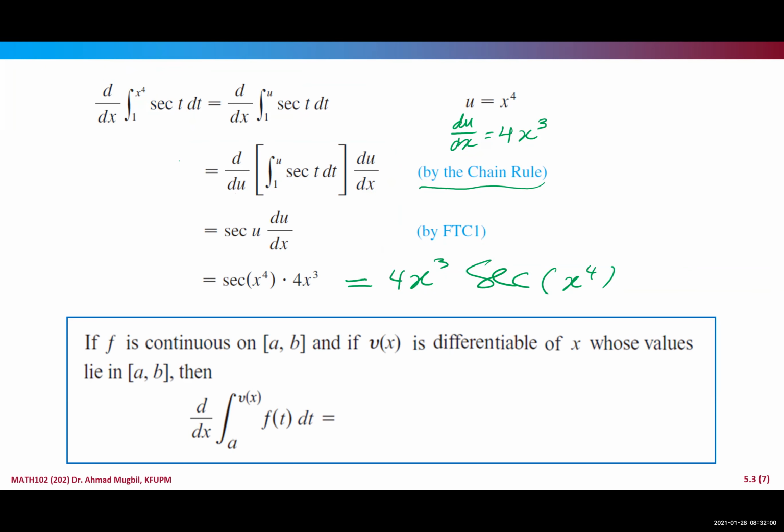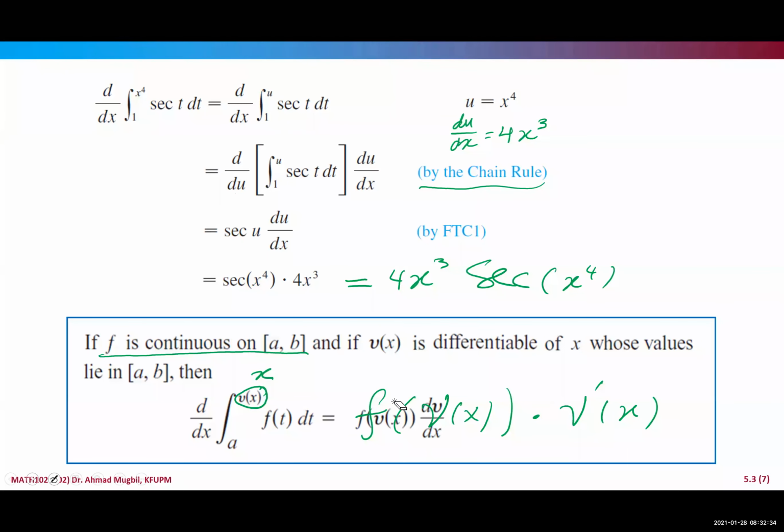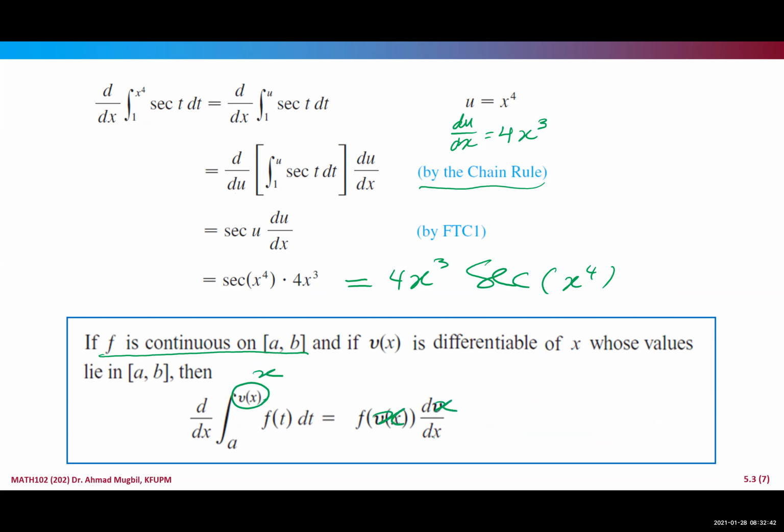This says that if f is continuous, and also the function v is differentiable, you can find the derivative of it. If the upper limit were x, what would we have? It would be just f of x. Do you remember that? Now it will be f of v of x multiplied by the derivative of v. It is a special case: when it is x, the derivative of x with respect to x is 1, so at the end it will be f of x.